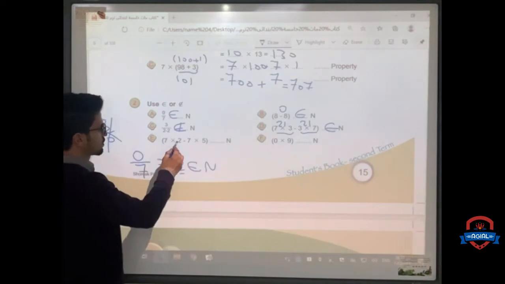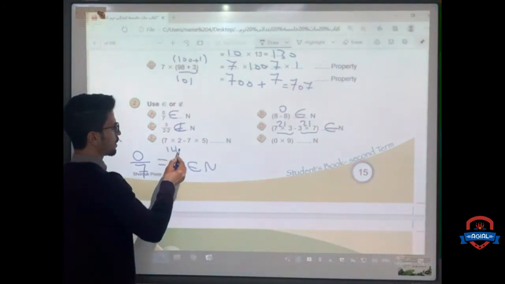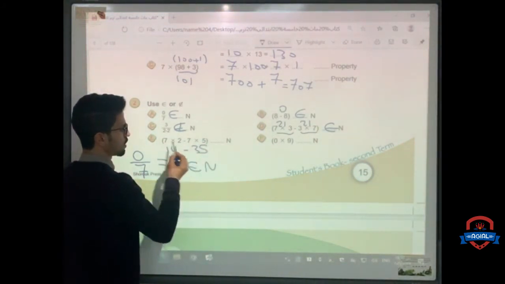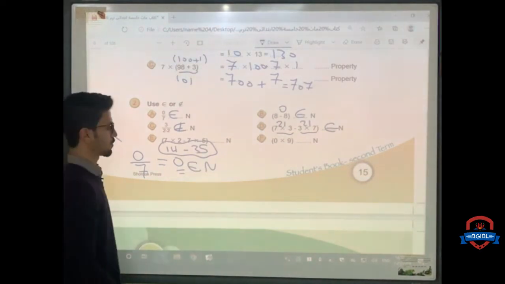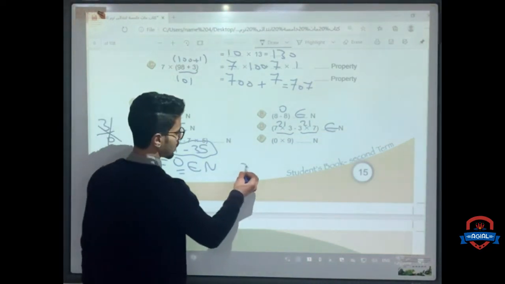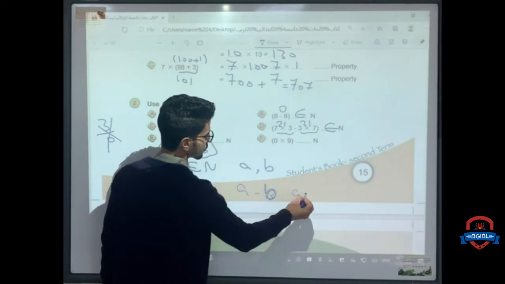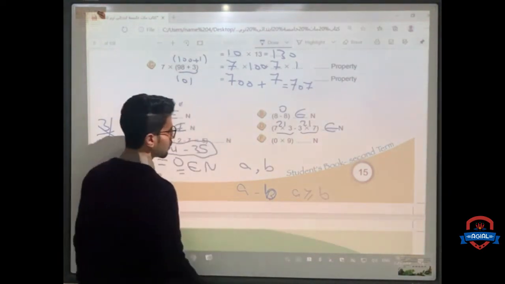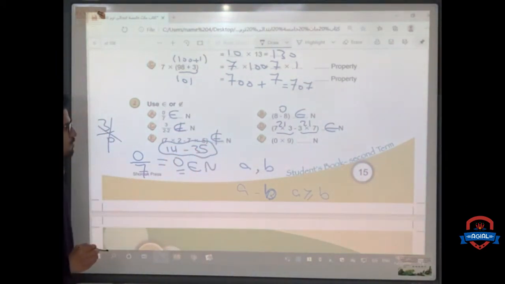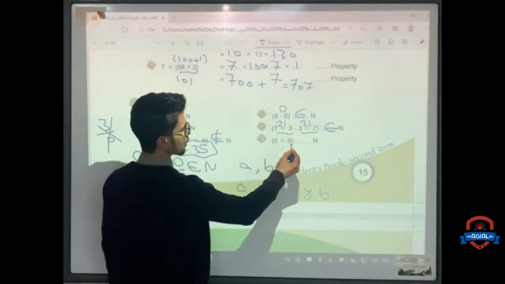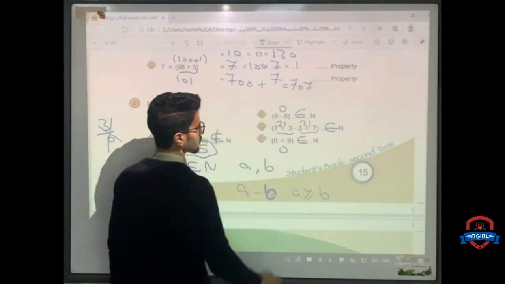And in letter E, we have 7 times 2 minus 7 times 5. 7 times 2 equals 14 minus 7 times 5 equals 35. This operation is not possible in the set of natural numbers because we had studied that if we subtract two numbers, A minus B, then A should be more than or equal to B, and now A is less than B, so this operation doesn't belong to the set of natural numbers. And in letter F, 0 times any number equals 0. 0 times 9 equals 0, so 0 belongs to the set of natural numbers.